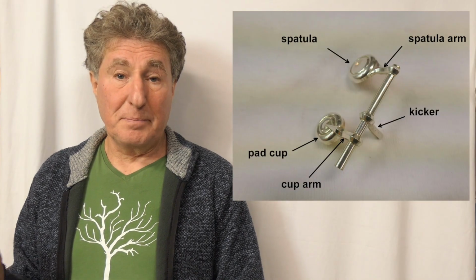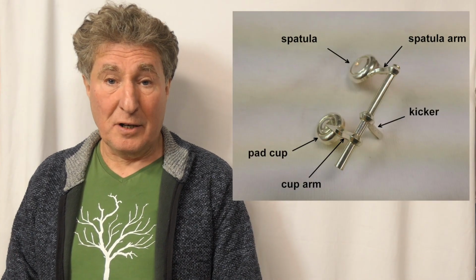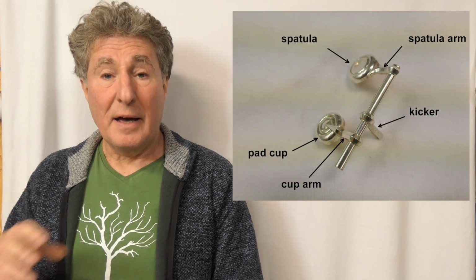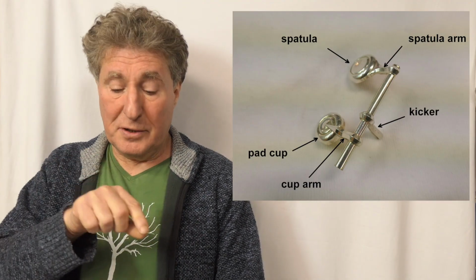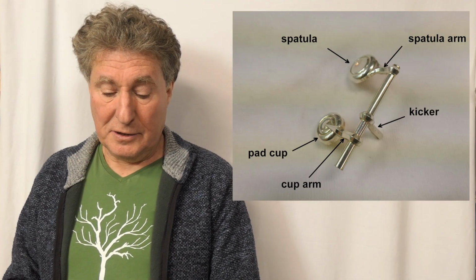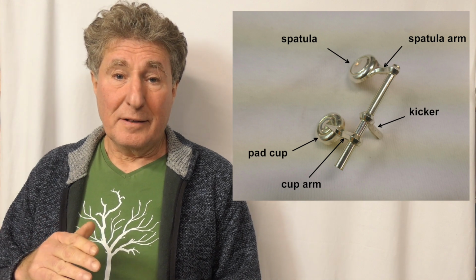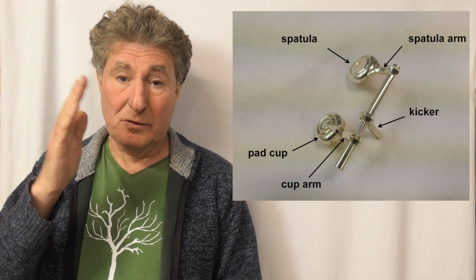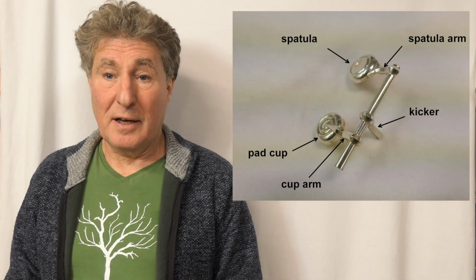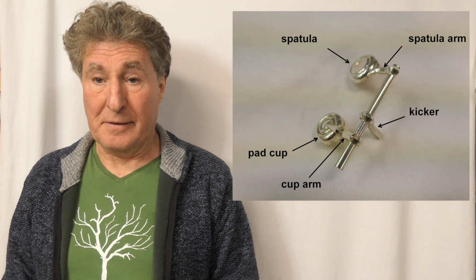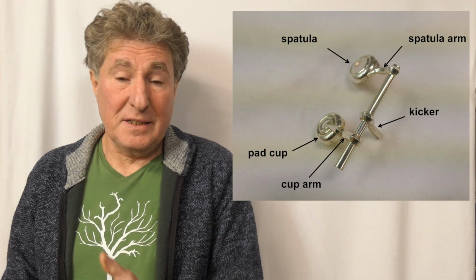Then of course there's a pad, and the pad is held with a cup, so you have to make a cup. And the cup again is connected with an arm to the hinge. Then you need a way to stop the movement of the key, so to limit the range, and that's usually done with a kicker. And the kicker is its own arm.